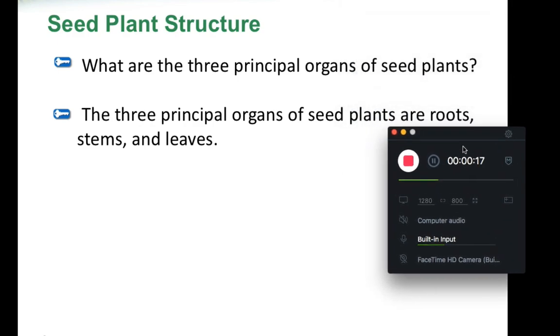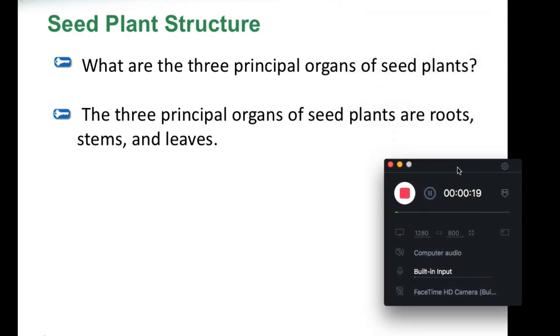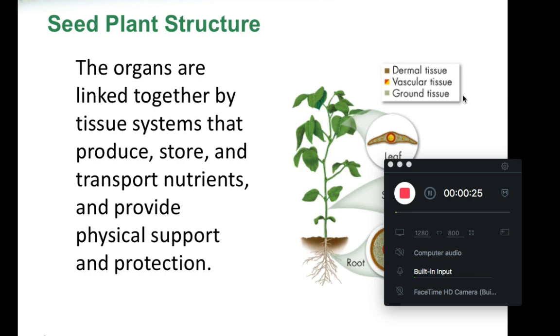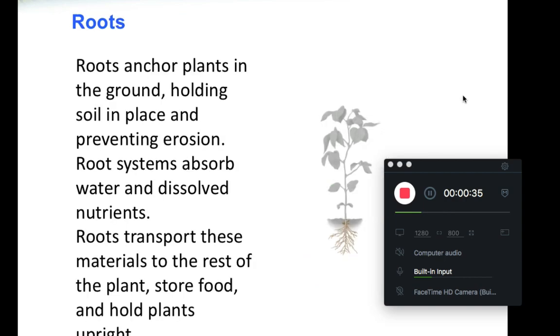Alright, so there's three principal organs of seed plants: roots, stems, leaves. They're going to be your main organs that we're going to be focusing on. So you have the dermal tissue, the vascular tissue, and the ground tissue. Now each of these tissues have a specific function when it comes to the actual plant structures. We'll get to that in a second.